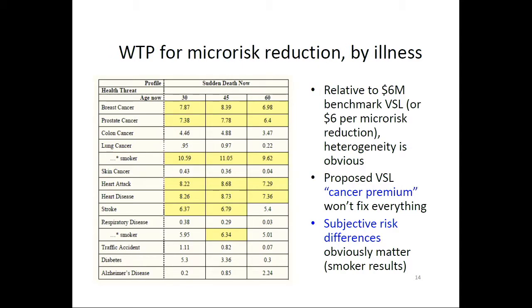Okay, this is just the types of illnesses that were considered by all of our respondents. The yellow ones are above the average and the white ones are below the average. The idea of a given cancer premium is out the window if you notice that different cancers have different values for people. Subjective risk differences, we've got some differentials by whether or not you're a smoker that make perfect sense. If you're a smoker, you're willing to pay a huge amount for respiratory disease reductions and for lung cancer. If you're not a smoker, zip, you're not worried about that.